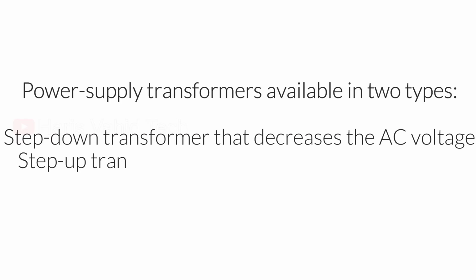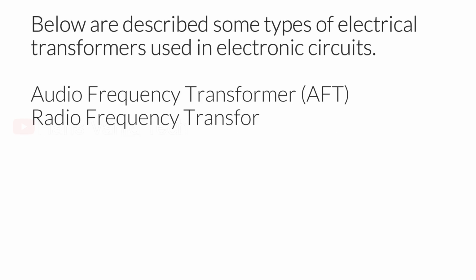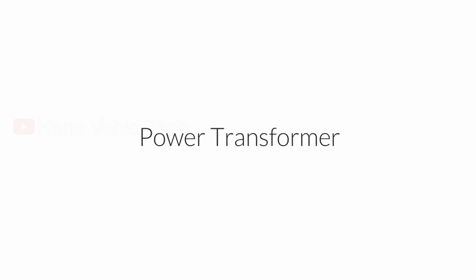Types of electrical transformers. Power supply transformer. It's available in two types: step down transformer that decreases the AC voltage and step up transformer that increases the AC voltage. The AC output frequency from a transformer is always the same as the AC input frequency. Some types of electrical transformers are audio frequency transformer, radio frequency transformer, intermediate frequency transformer, auto transformer, isolation transformer, driver transformer, pulse transformer, etc. First, we are discussing the power transformer.